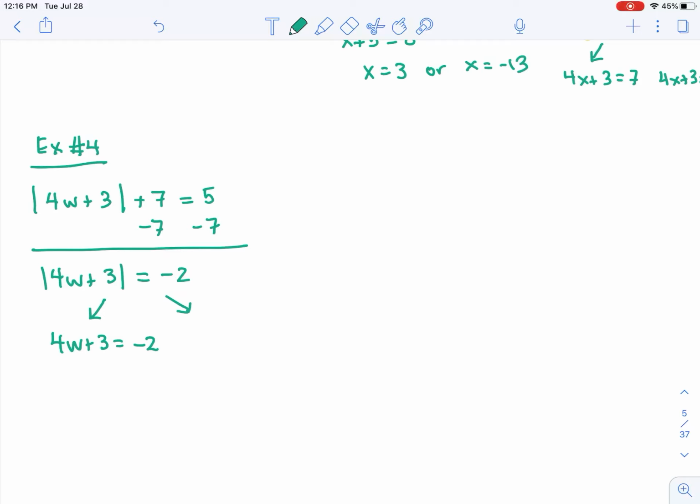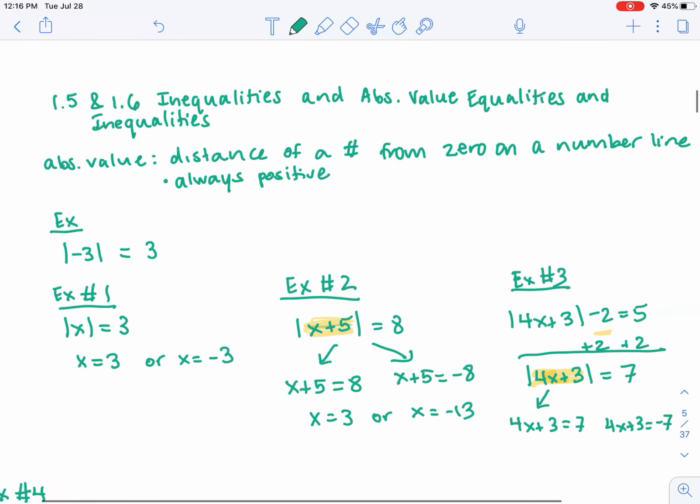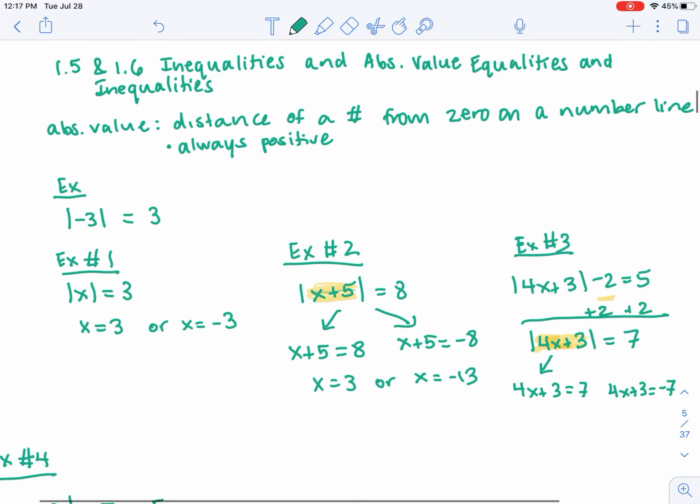Well, let's stop and pause for a moment and think about why this problem would not make sense. Okay, so we noticed that in our previous problems, absolute value from the definition represents the distance of a number from 0 on a number line.